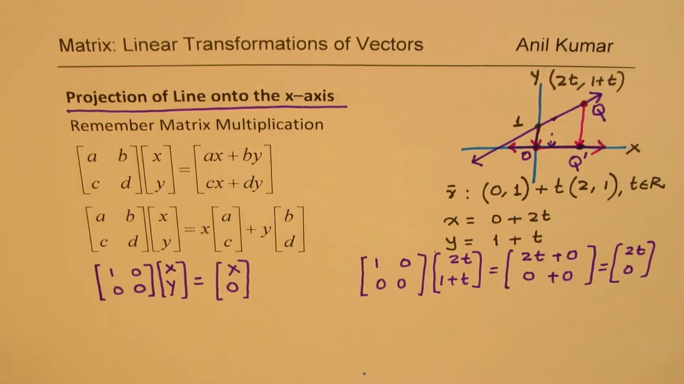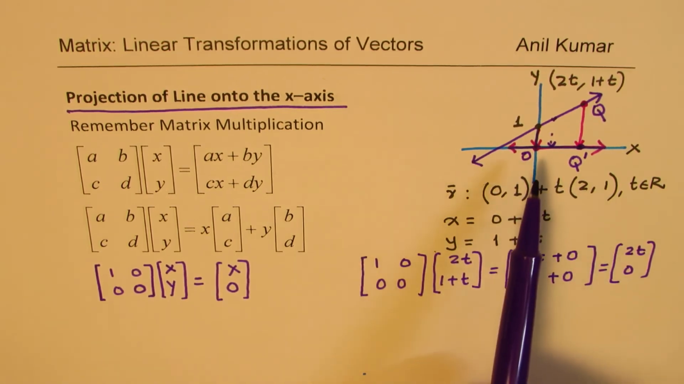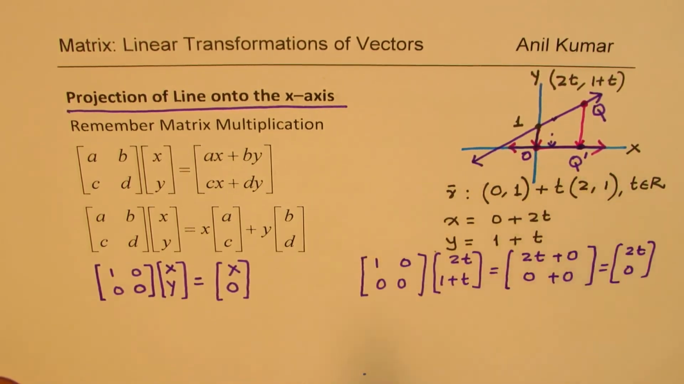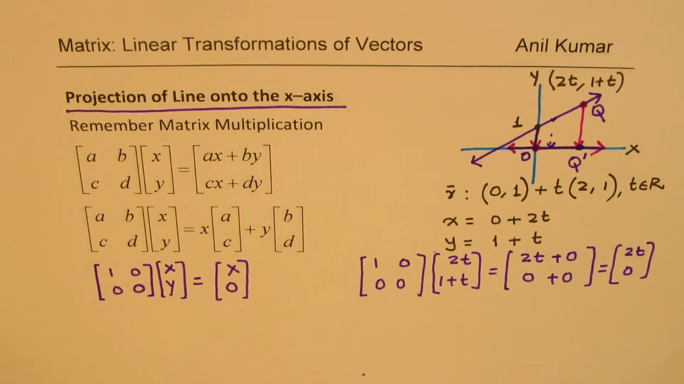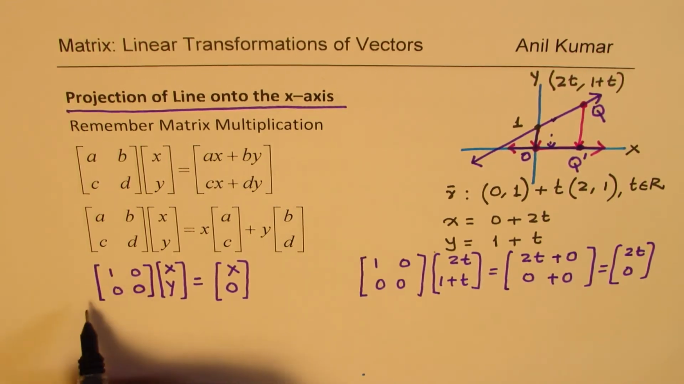Is it okay? So taking that into consideration, what we see here is that the transformation matrix 0, 1, 0, 0, 0 also projects a line in R2 on the x-axis. Does it make sense to you? Correct?